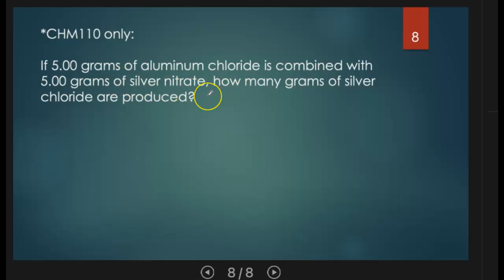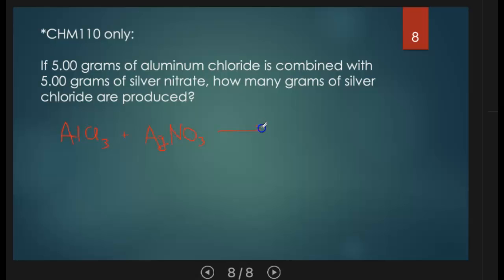And this is a limiting reagent question. It's very hidden. So you have to do basically everything we've learned in this chapter for this problem. So 5 grams of aluminum chloride. We have to be able to convert that into a formula. Aluminum chloride is combined with 5 grams of silver nitrate. Now notice I'm not writing any masses, just writing the formulas. And then it wants to know how many grams of silver chloride are produced.